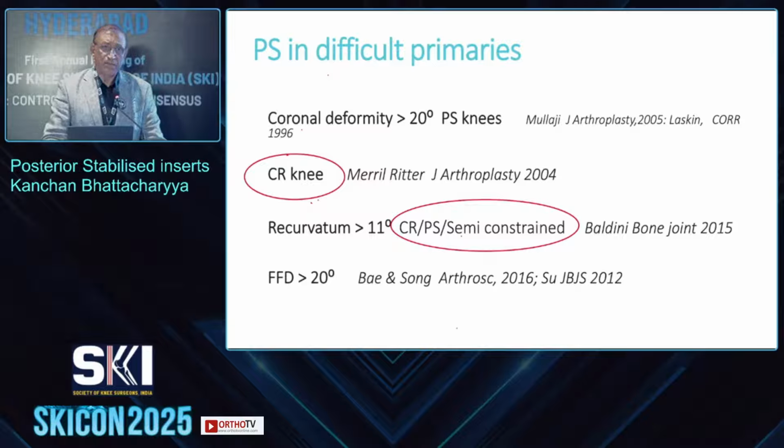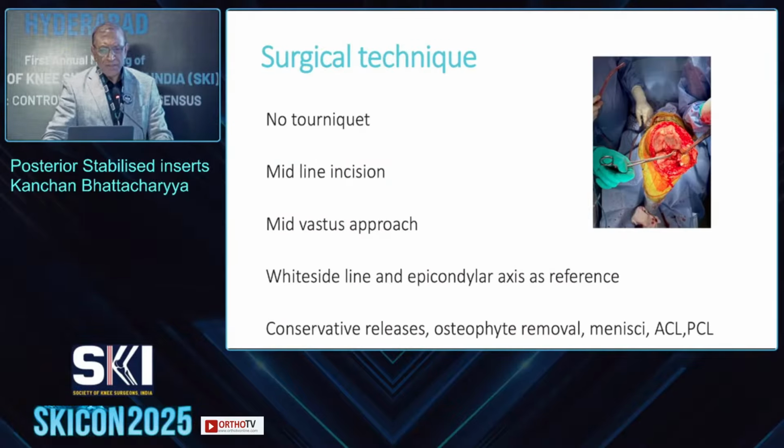When it comes to recurvatum knees, when you look at recurvatum more than 11 degrees, and you have all comers, CR, PS, and semi-constrained have all been reported with comparable results, dependent on who has done it and how he has decided to do it. In flexion deformity more than 20 degrees, Bae and then Su in 2016, 2012, seem to believe that PS would be more useful. But everybody who's done CRs knows that 20 degrees in India is kind of par for the course.